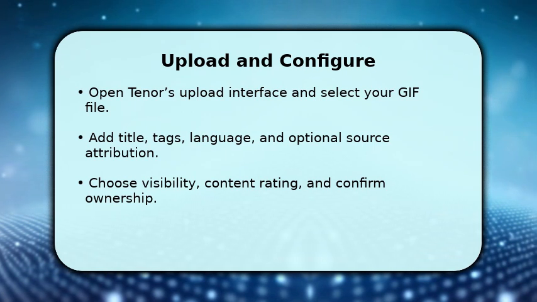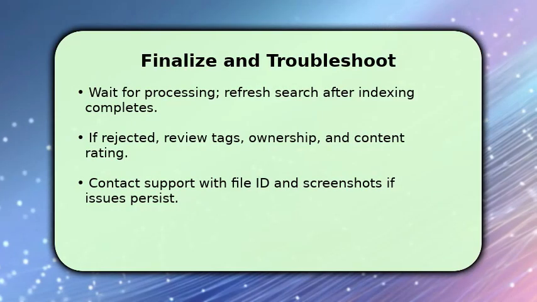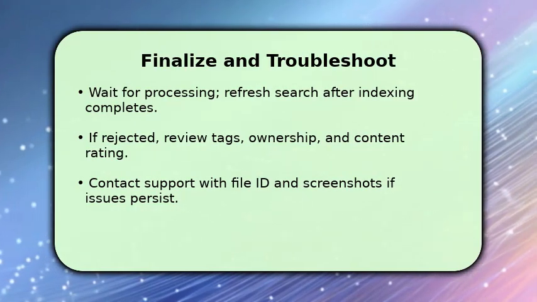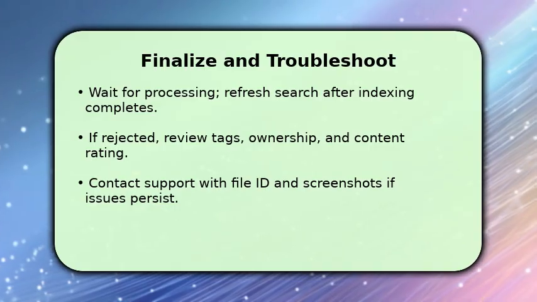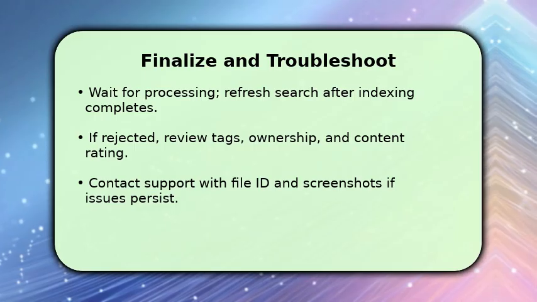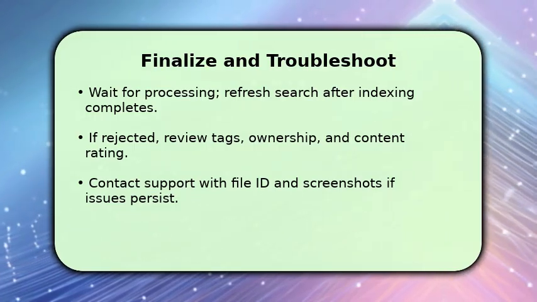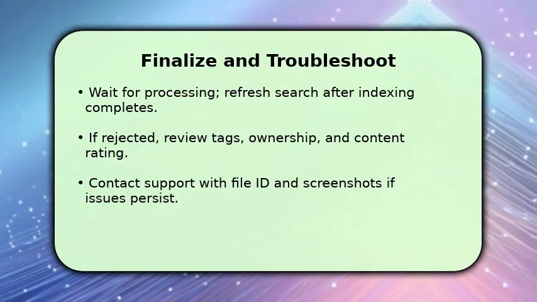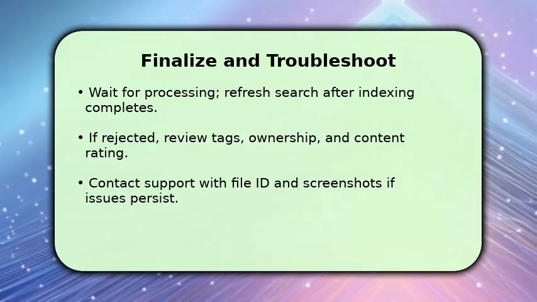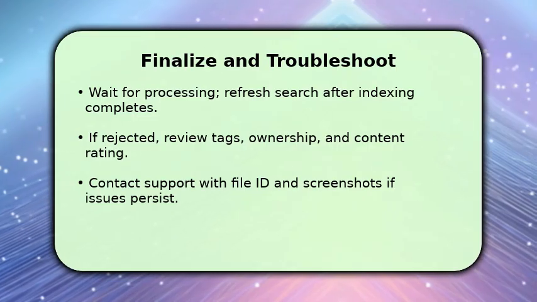Finish by waiting for Tenor to process and index your GIF. It may take minutes to appear in search. Once indexed, test search terms and variations to confirm visibility. If the upload is rejected, reopen your submission, adjust tags, confirm you asserted correct ownership, and set the appropriate content rating. Small metadata fixes often resolve rejections. If problems persist, contact Tenor support with the file ID and screenshot.